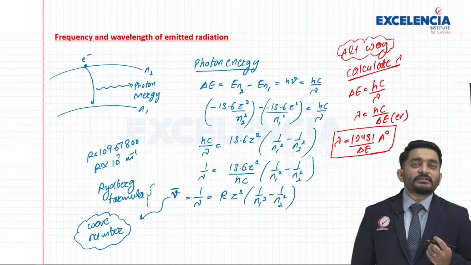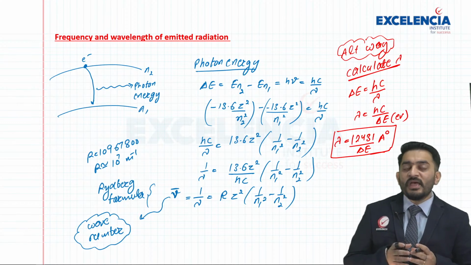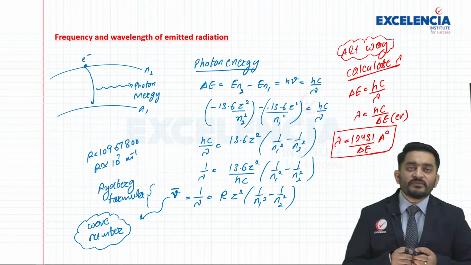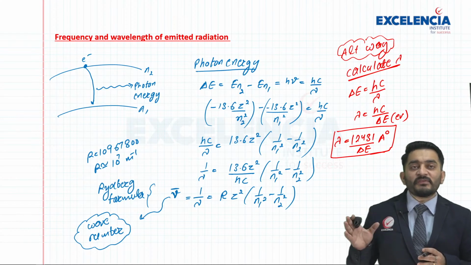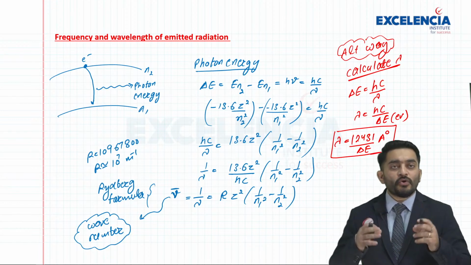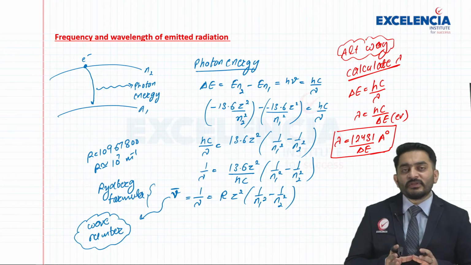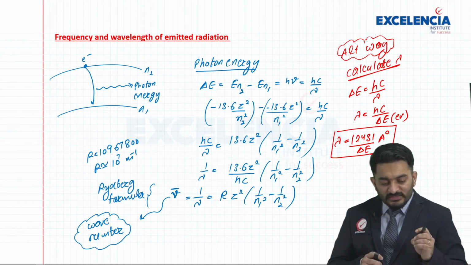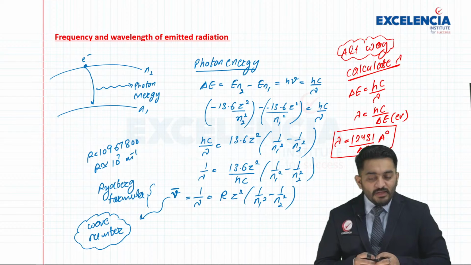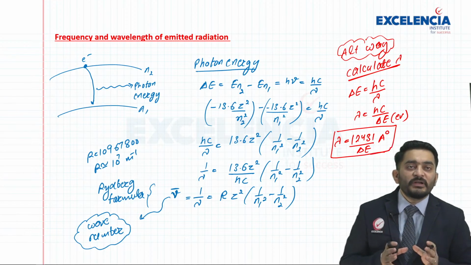So there are various transitions, somewhere around 13 values which I told you to remember, and if you remember any of the transitions which have been given in the previous slide, you can use it directly to calculate this value of lambda. Go for it, because you can see how much time we will save, and you will directly get your answer by simply dividing 12431 by the value of delta E, and the answer will come in terms of angstrom.